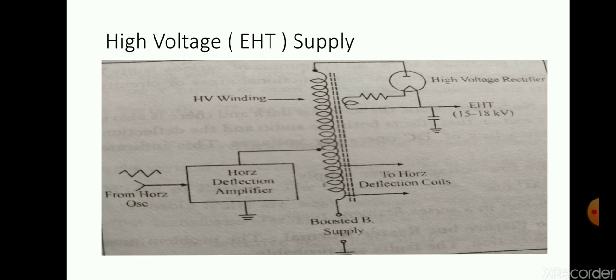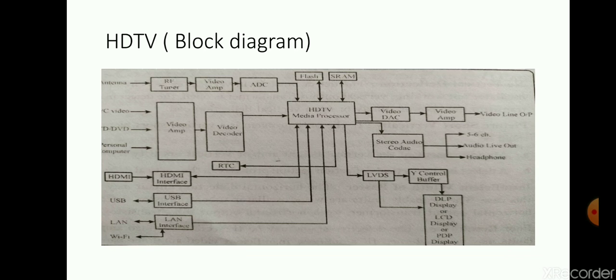Now next we are having HDTV, high definition television. Before that we will see some common monochrome TV receiver faults and diagnosis, that is no raster, no sound, no picture, but raster normal. There are so many faults or diagnosis methods.